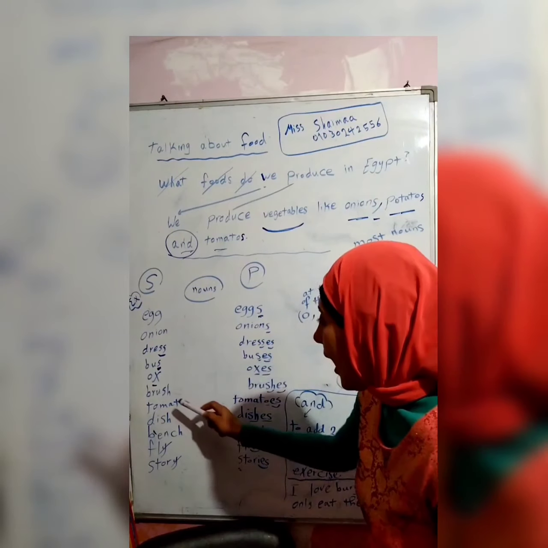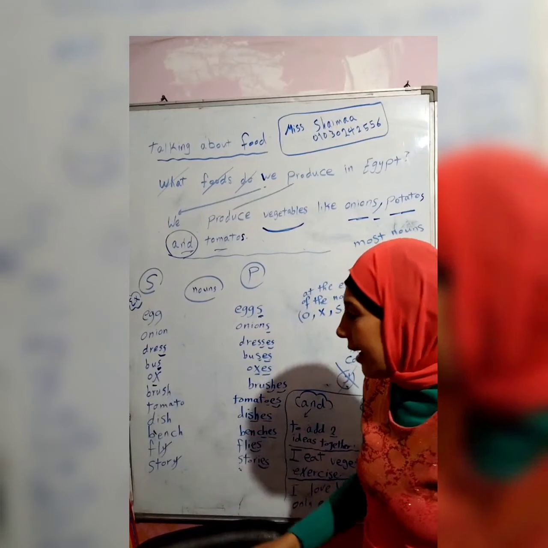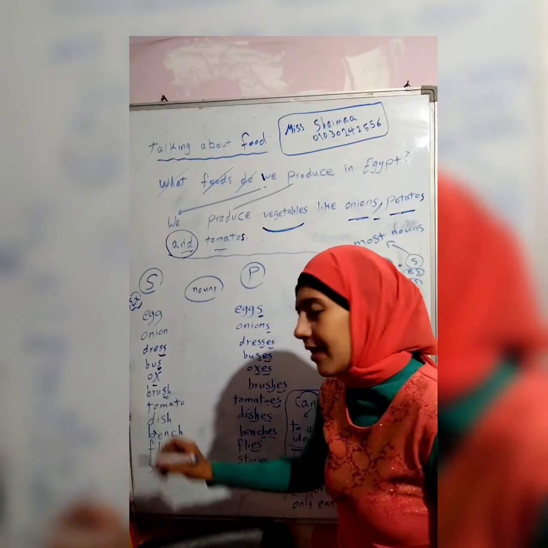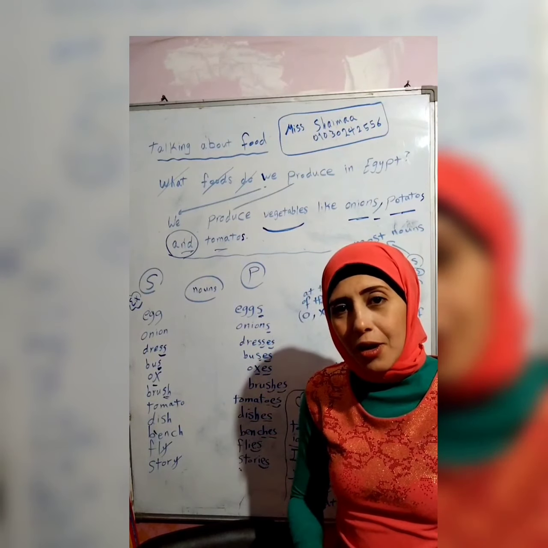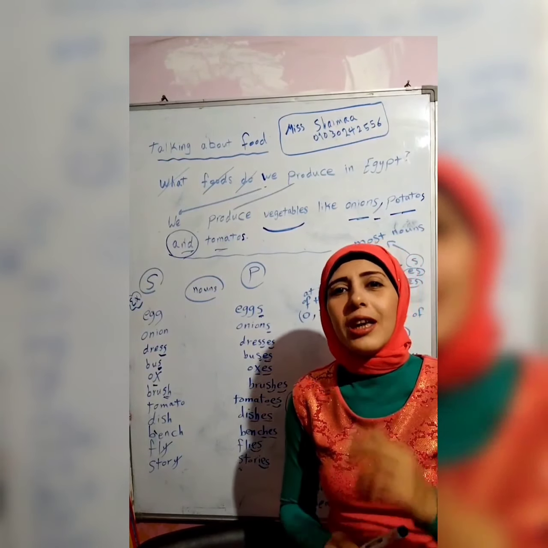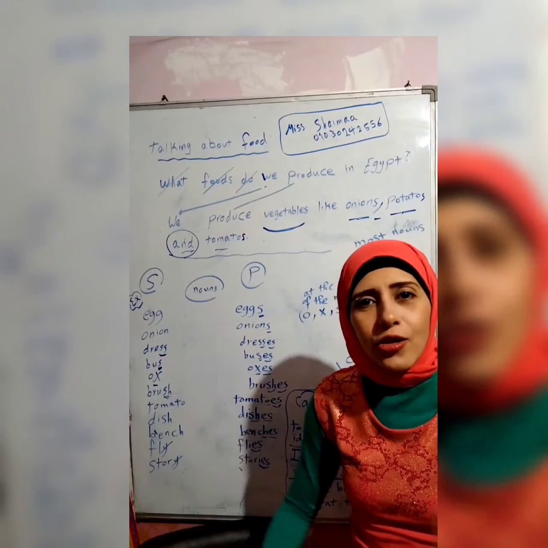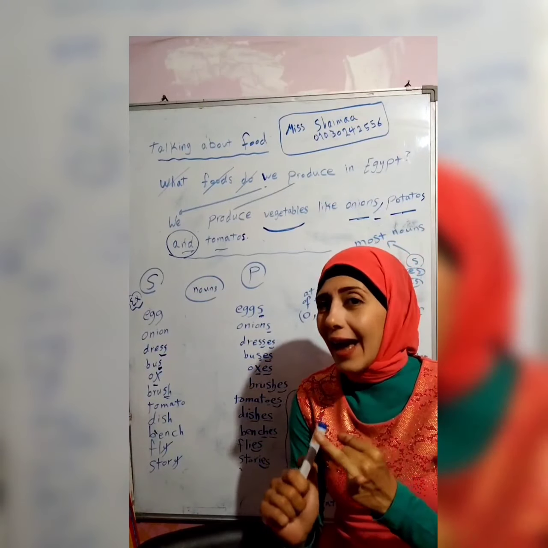Okay? Another example, brush. At the ending here, SH. Okay? Put what? S or ES? Excellent. Put ES because at the ending of this noun, two letters S and H.